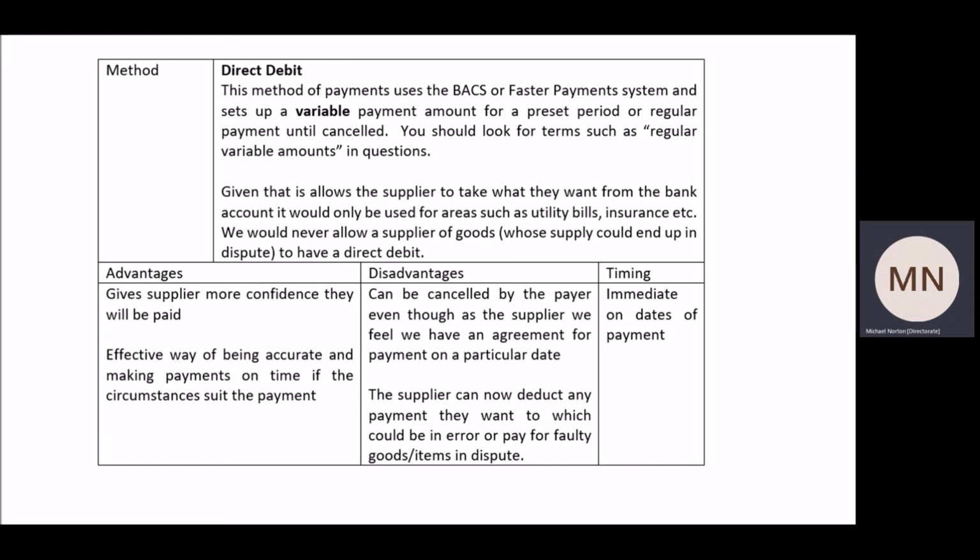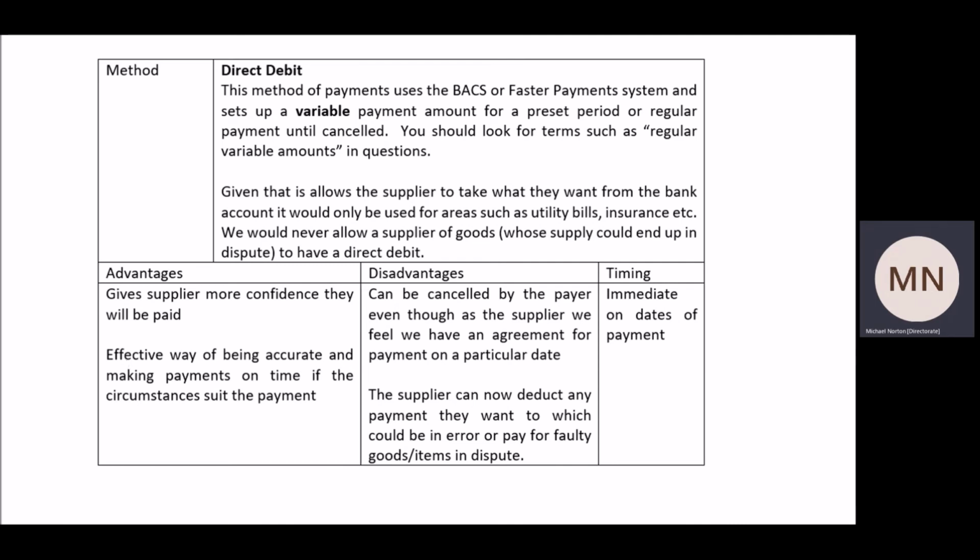And they could be wrong, or alternatively, they might just decide to take out the money from our account anyway for goods that are faulty. And so we've lost our biggest stick to get those goods replaced or things fixed, but we've paid for the goods. Well, that's not working really. So would we ever agree a direct debit for the supply of goods?